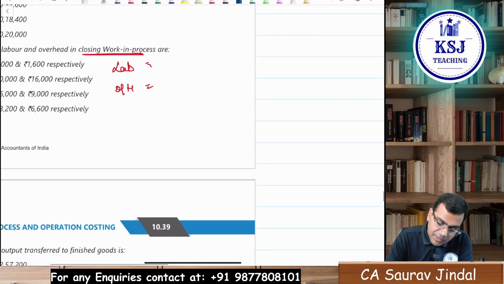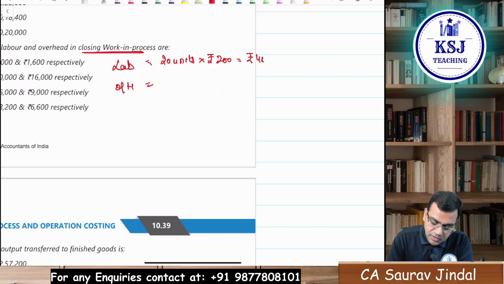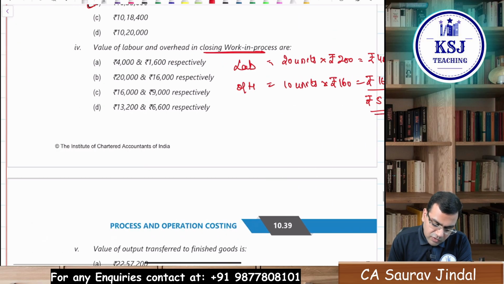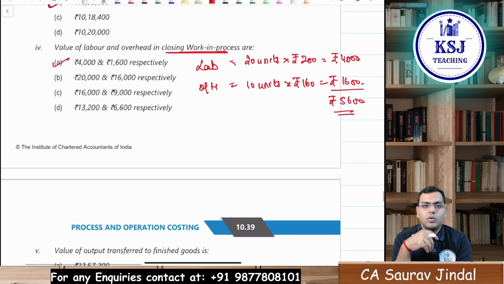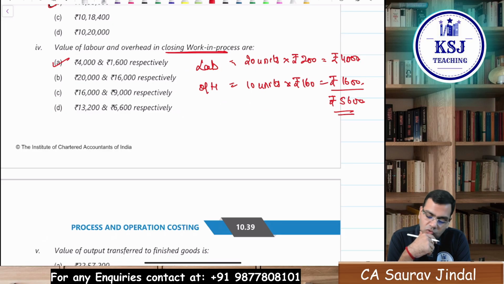That's it. So labor cost will be how much? Labor will be 20 units, and for every equivalent unit the cost is 200. Yes, 200 only. Correct. So this will come to 4,000. For overheads, 10 units, and the cost per equivalent unit is 160. So that comes to 1,600. So total will be rupees 5,600. Okay, 4,000 and 1,600, that is option A. Total was not required. Individual cost they were asking for: labor 4,000, overheads 1,600.